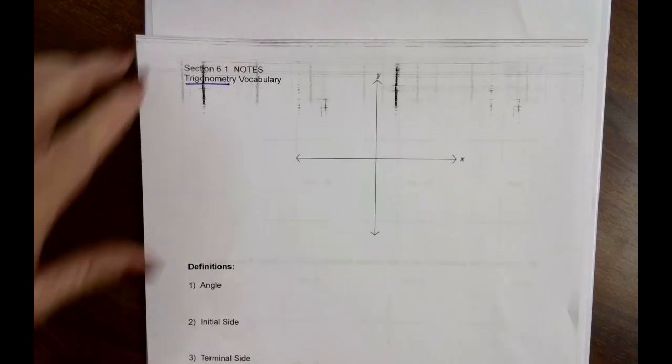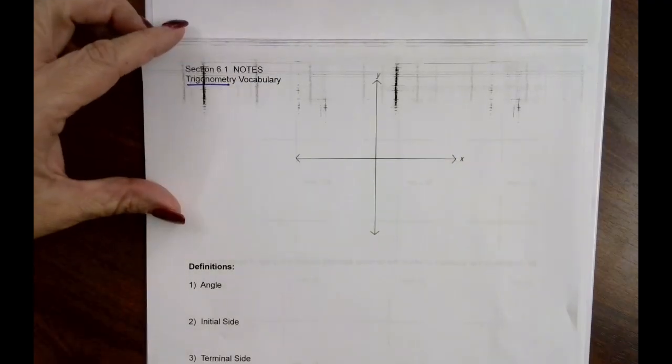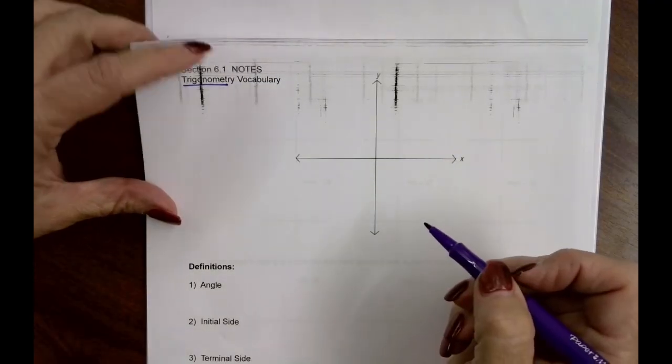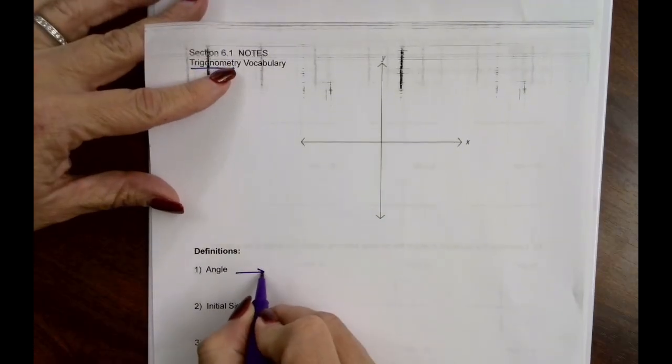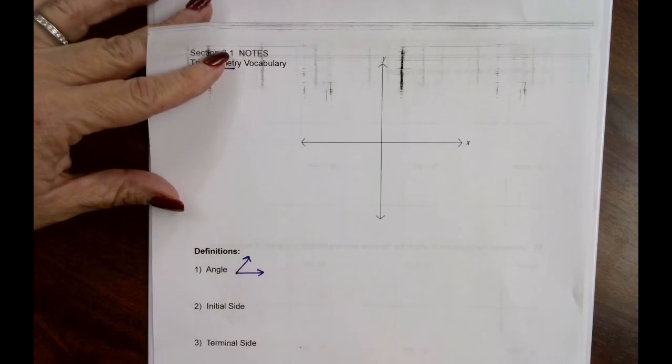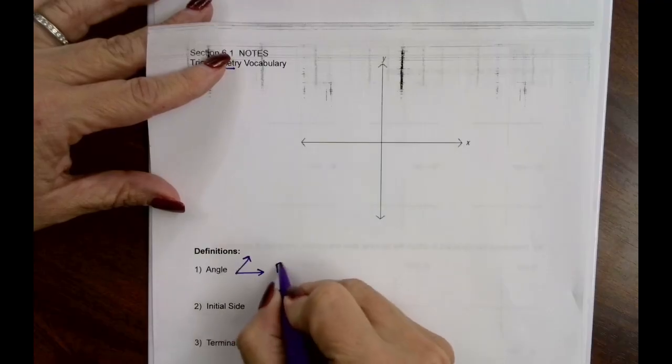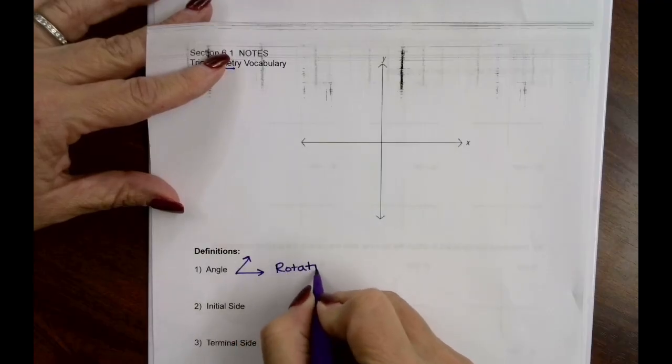So I think it's important to understand these terms because some of them are a little bit different than what you talked about in geometry. So the first thing is an angle. And, you know, I think we think of an angle as just something that looks like this, right? But in Trig, this is actually a rotation.